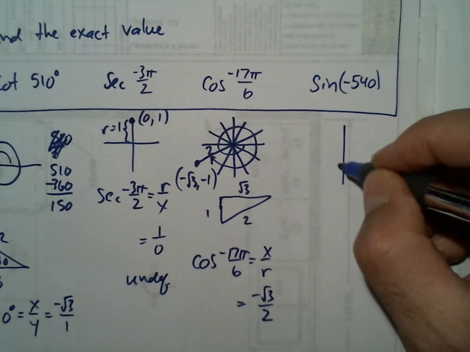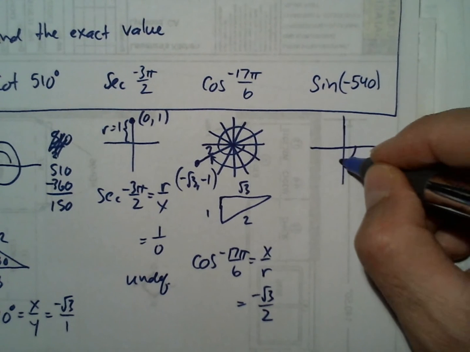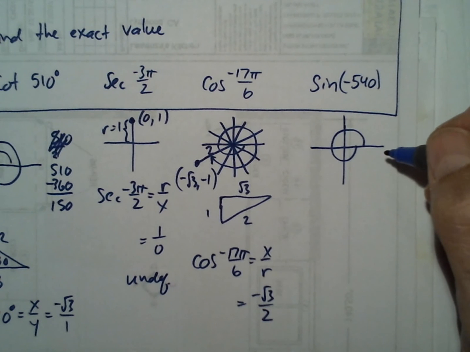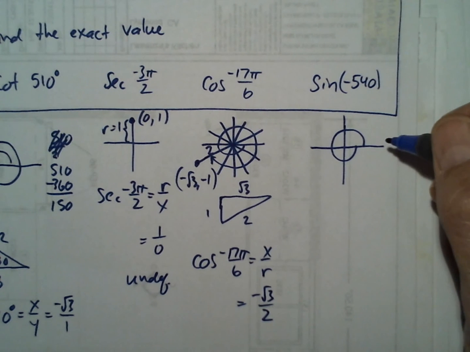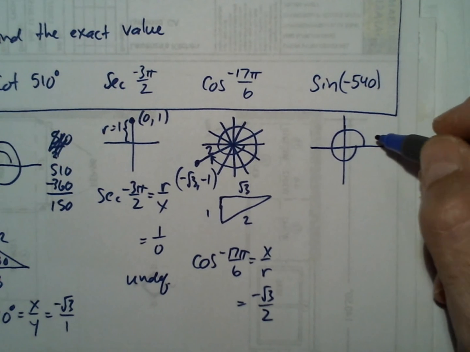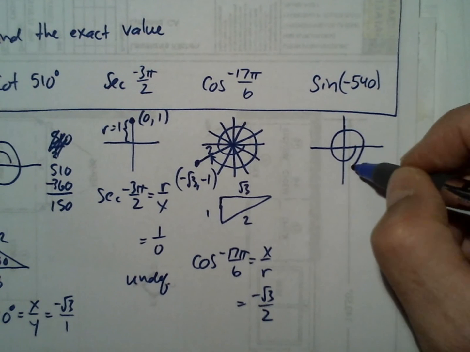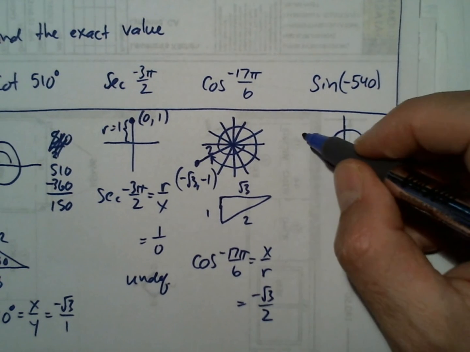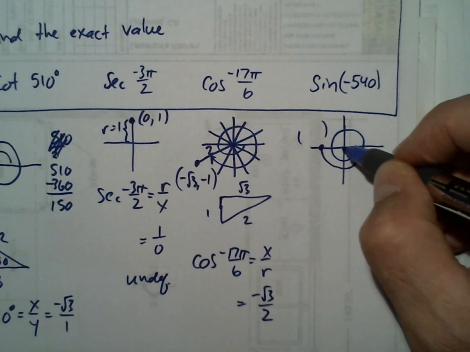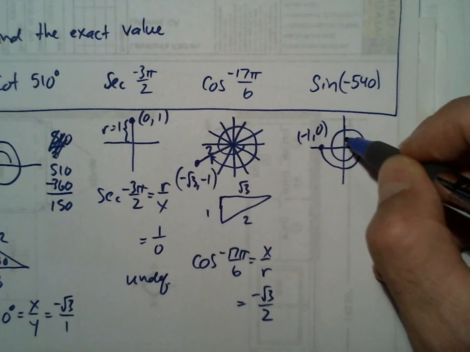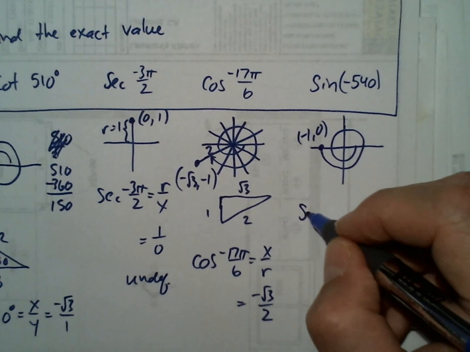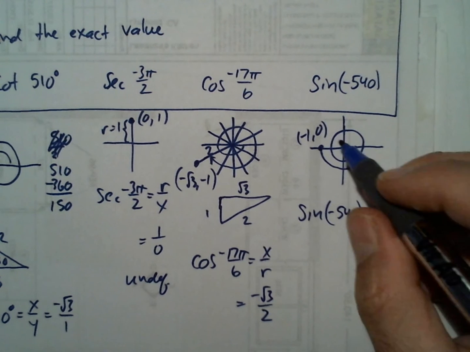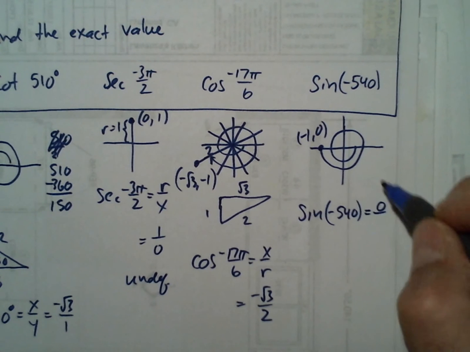Negative 540. So we go around that far, and that's 360. It turns out 360 plus 180 is 540. So we went negative 540. We're going to be there. And this is negative 1, 0 with a radius of 1. We want the y value over the radius.